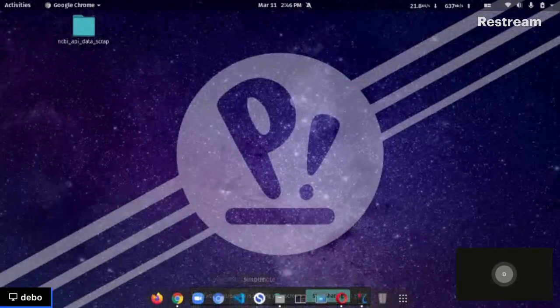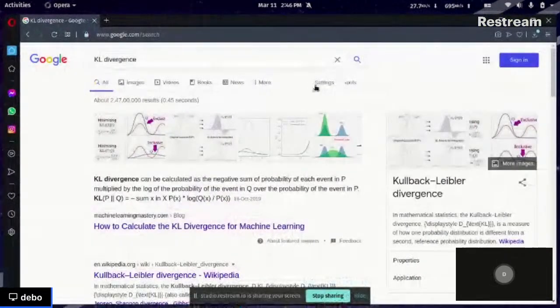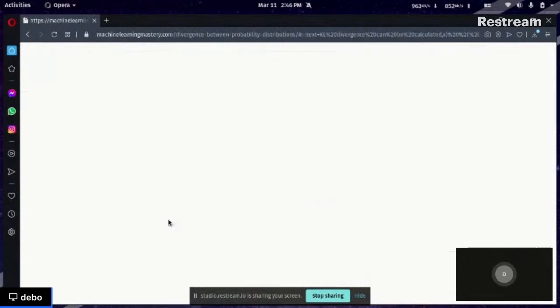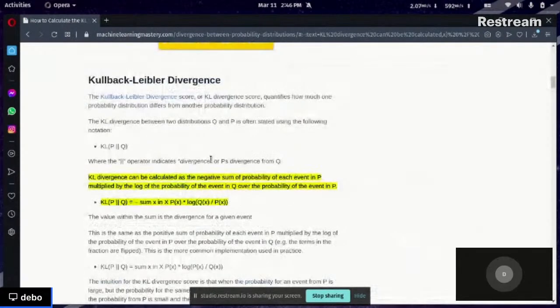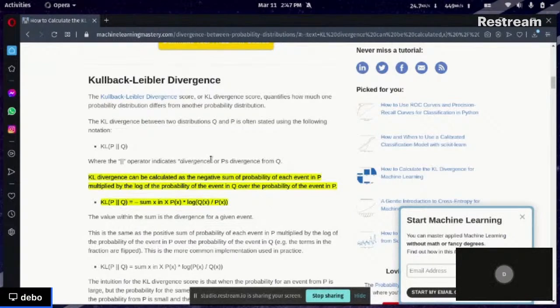Now let's paste the question in Okular. What is the KL divergence? It's a machine learning question. It's called Kullback-Leibler divergence. Basically, it's a divergence score, and it helps to measure how much one probability distribution differs from another probability distribution.